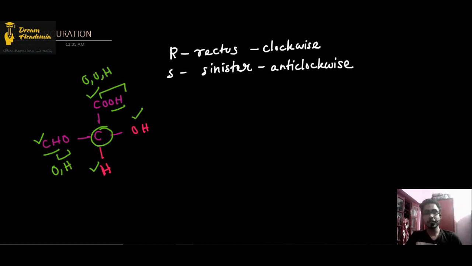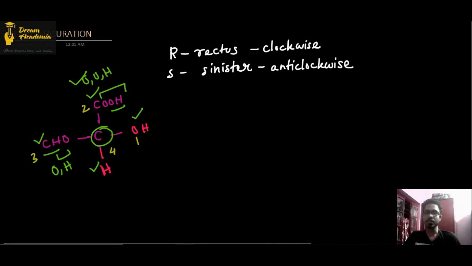So which has more atomic mass? This one or this one? Obviously this one. So as far as numbering is concerned, we'll begin from here because oxygen has a higher atomic number than carbon. So number 1, this is number 2, this is number 3, and this is number 4.